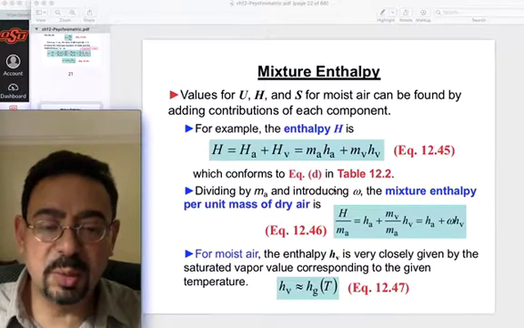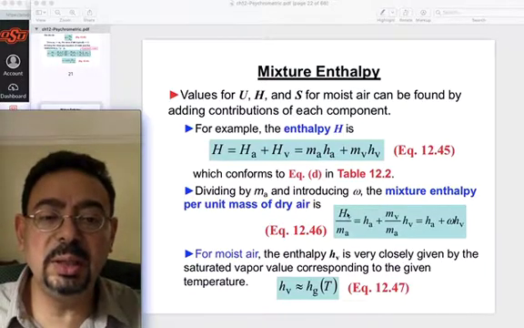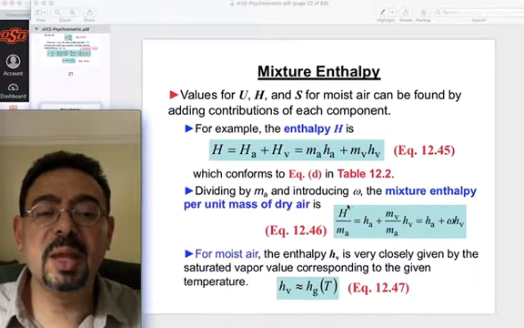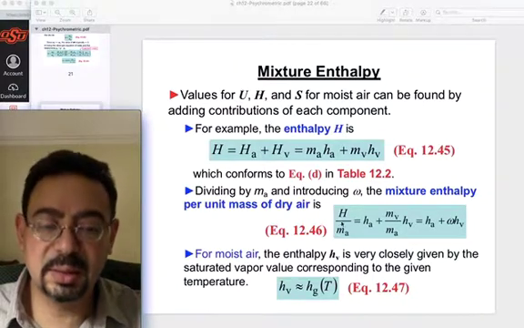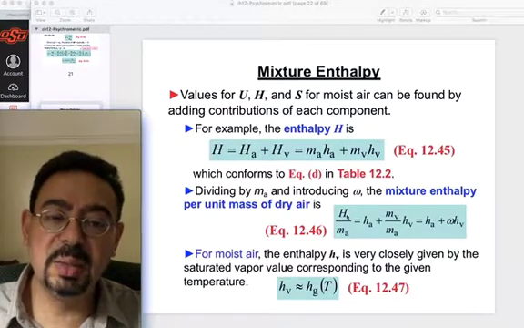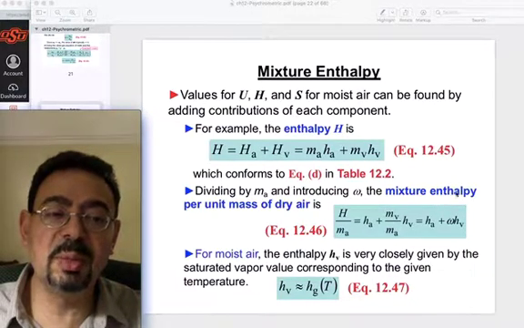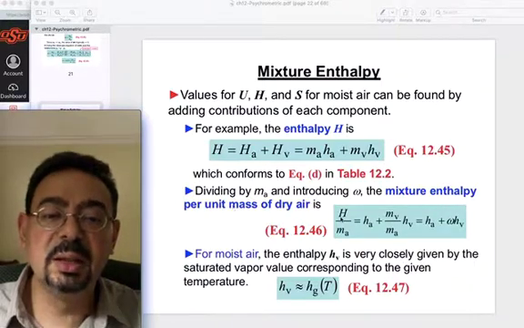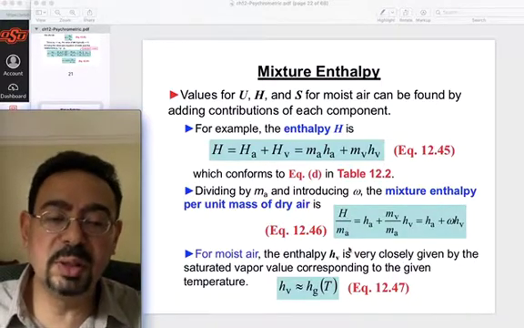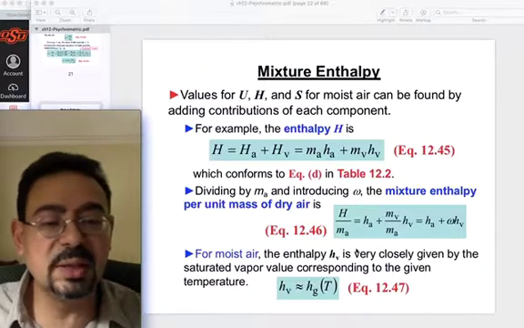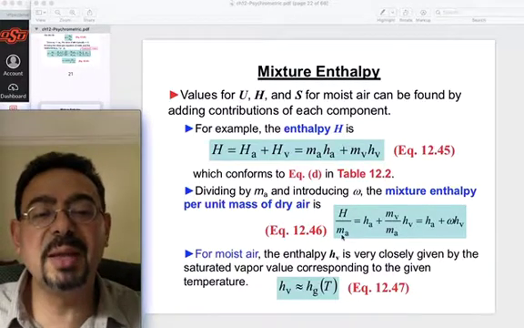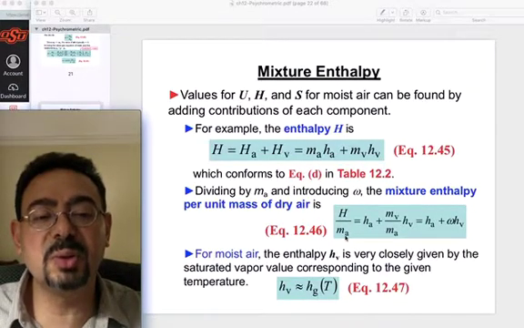So the confusing part I was talking about is here, when we try to calculate h per unit mass. That is the mixture specific enthalpy, or the mixture enthalpy per unit mass. The only trick here, or the only confusing thing that I found when I was a student myself, is that they don't divide over the mass of the mixture, they divide over the mass of the dry air.